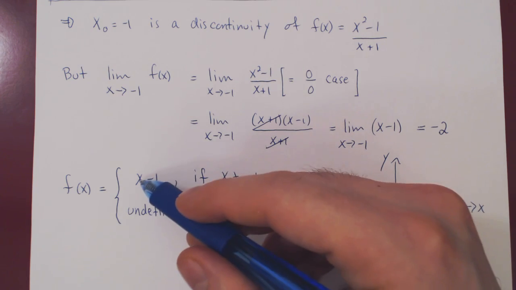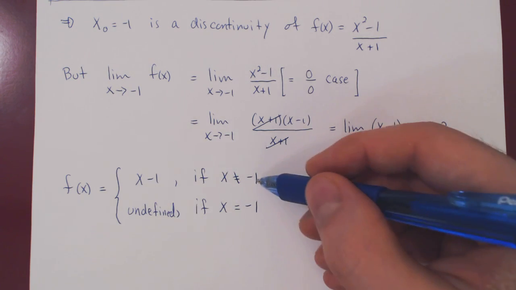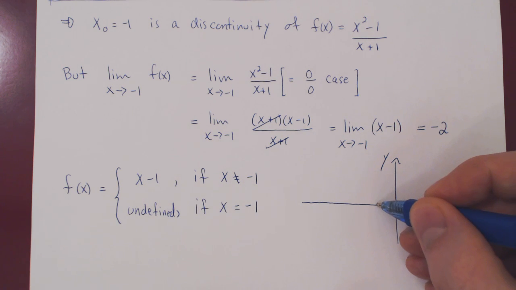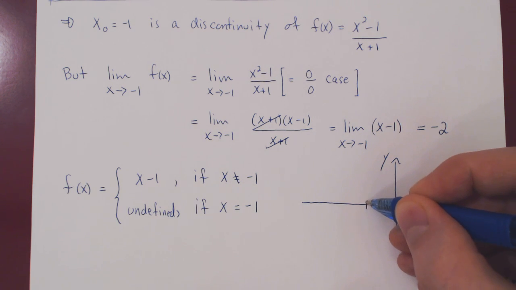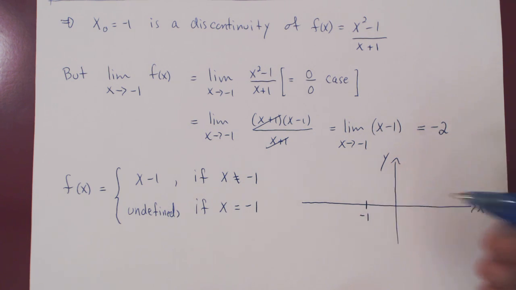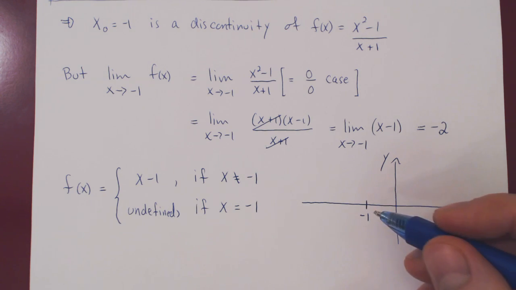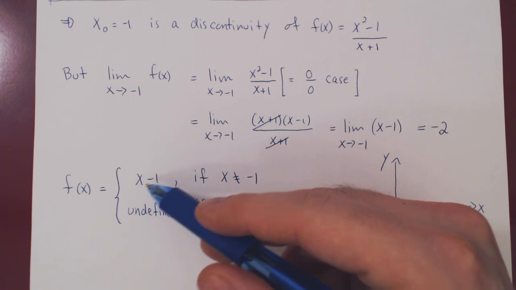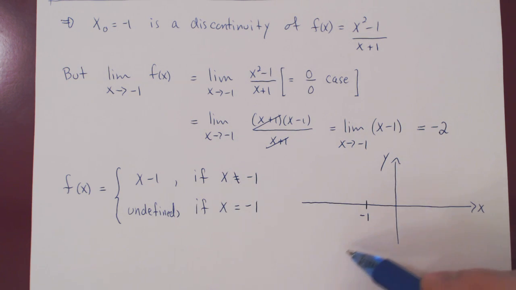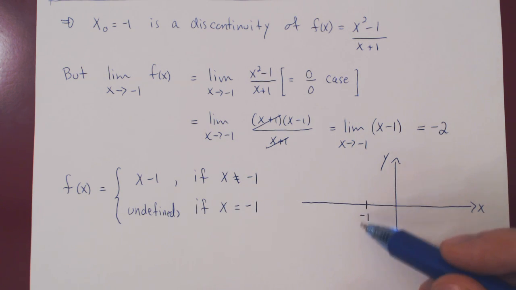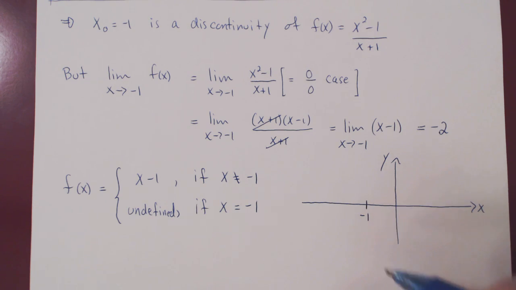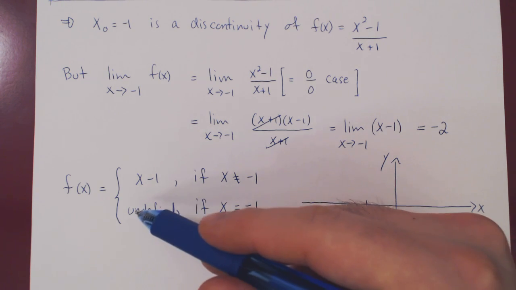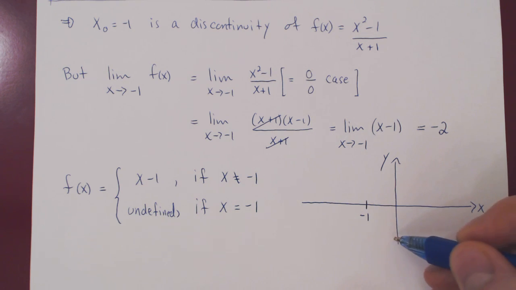So we'll draw. Look first at the value of interest. x is negative 1. And we know at this point there is no value, but everywhere else the function is x minus 1. So we'll graph x minus 1, but we'll have to leave a hole at x being negative 1, as there is no y value for this function.